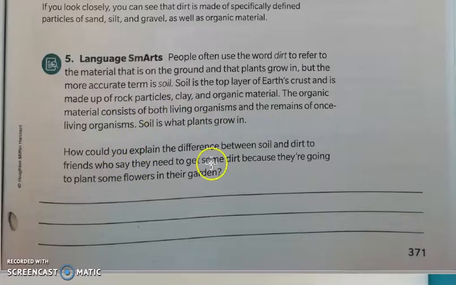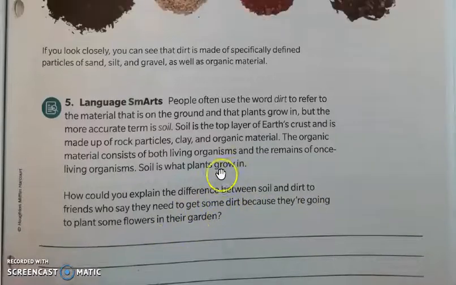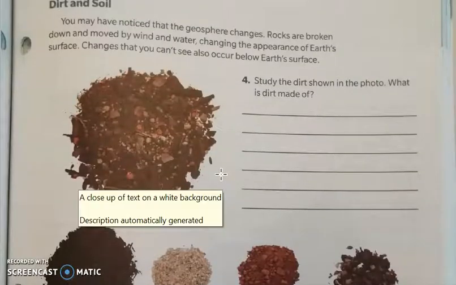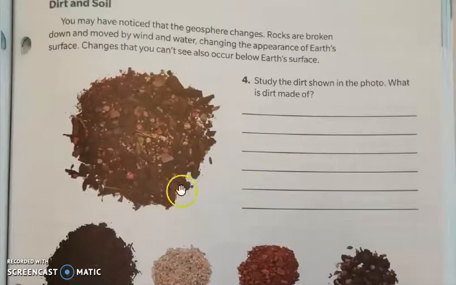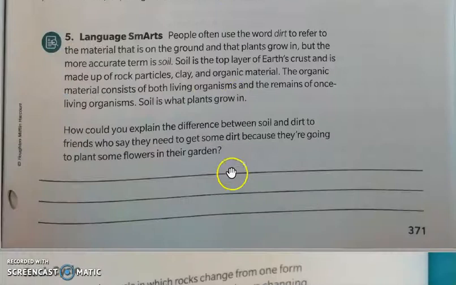So how could you explain the difference between soil and dirt to friends who say they need to get some dirt because they're going to plant some flowers in their garden? So what is the difference between dirt, which is like this here, and soil?